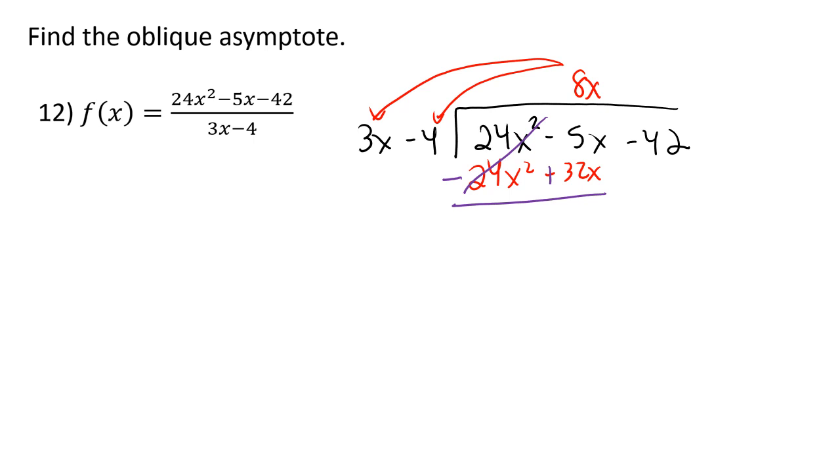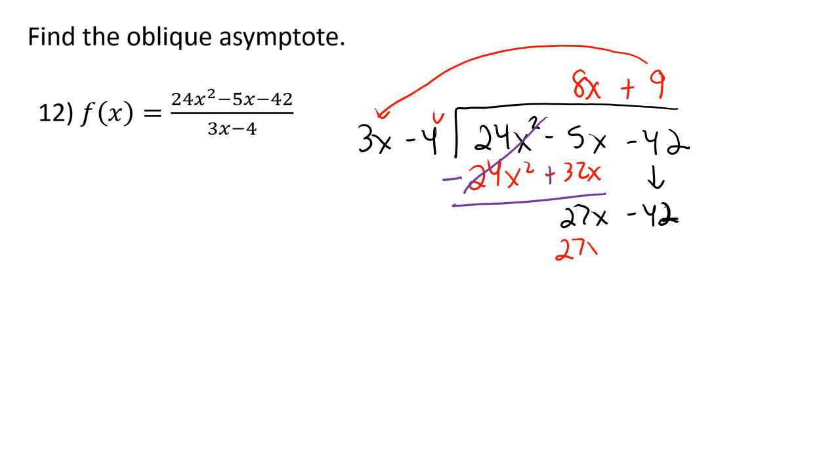32 minus 5 is 27x. Drop down the 42. And then we are asking the question, what times 3x would give us 27x? That would be 9. So we'll get 27x.